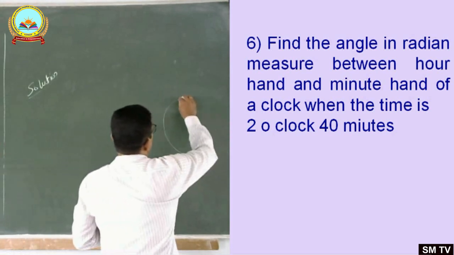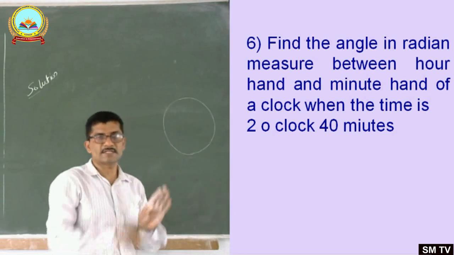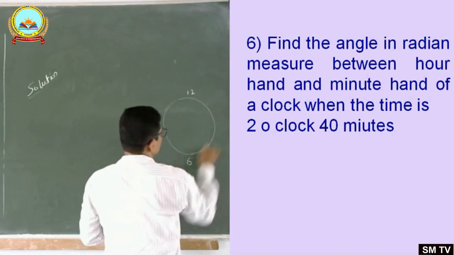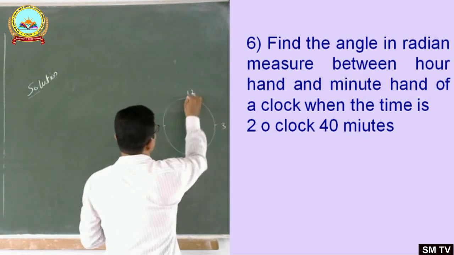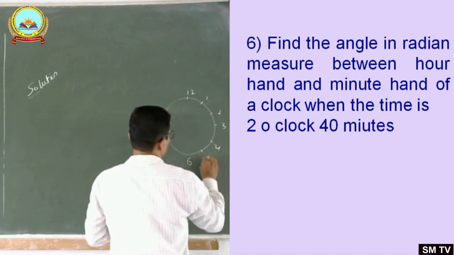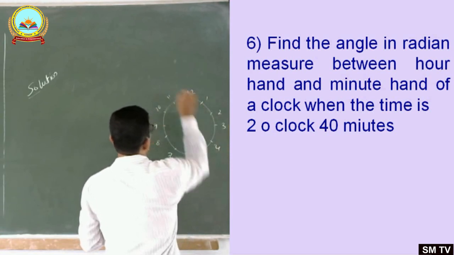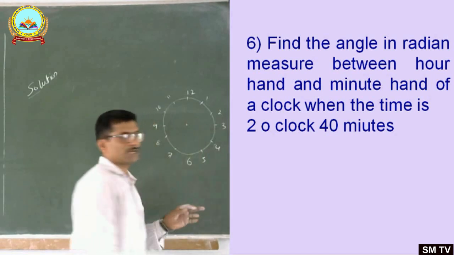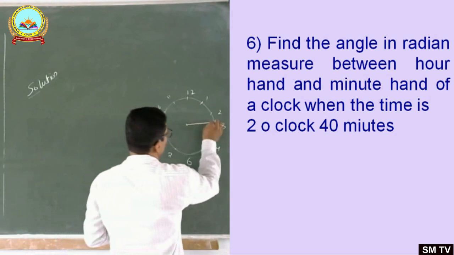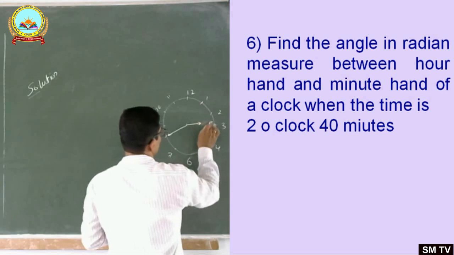This one is a clock, with the minute hand and the hour hand rotating in a circular path. You know that the values are 12, 6, 3, 9, and here 1, 2, 4, 5, 7, 8, 10, 11. This is the hour and minute hand: 2 o'clock, 40 minutes. This one is the hour hand and this one is the minute hand.